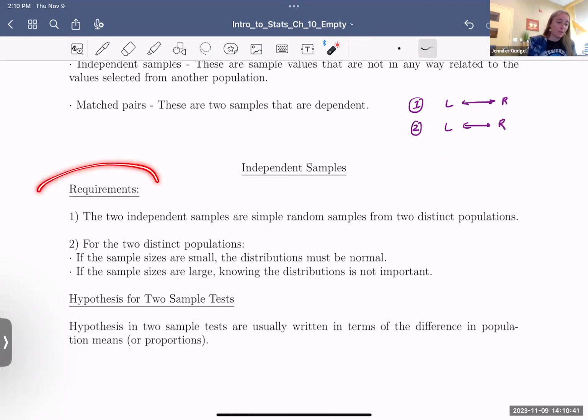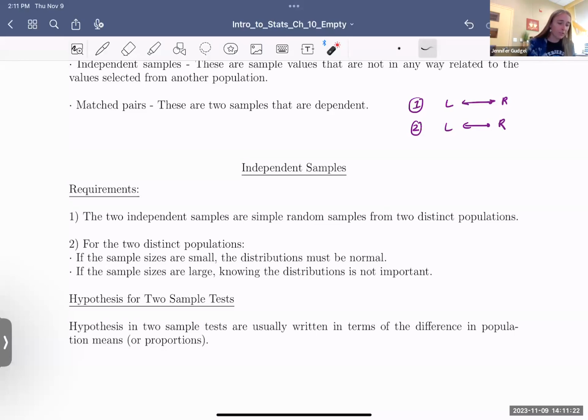Our requirements for independent samples: they need to both be selected as simple random samples. You'll see very similar requirements for all of our other tests. There's a reason we discuss these so early on in the chapters. They need to be gathered in a random way. Simple random samples. And the populations here need to be completely distinct. We can't have an overlap. Men and women fully separated, whatever the situation may be. There can't be a possibility that one person was interviewed or studied for both samples. They need to be fully separated.